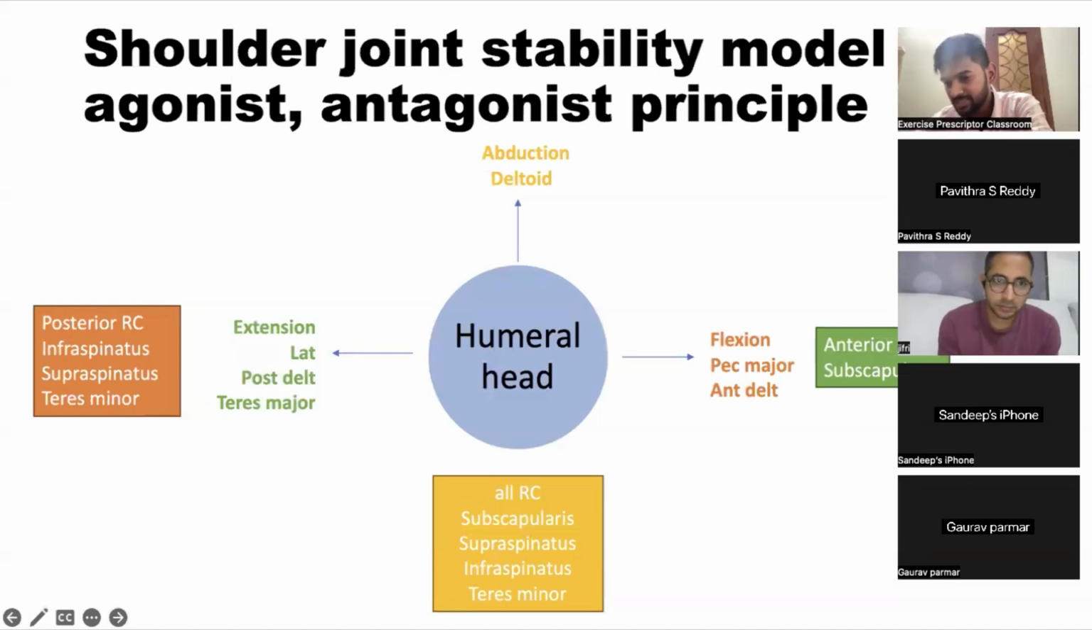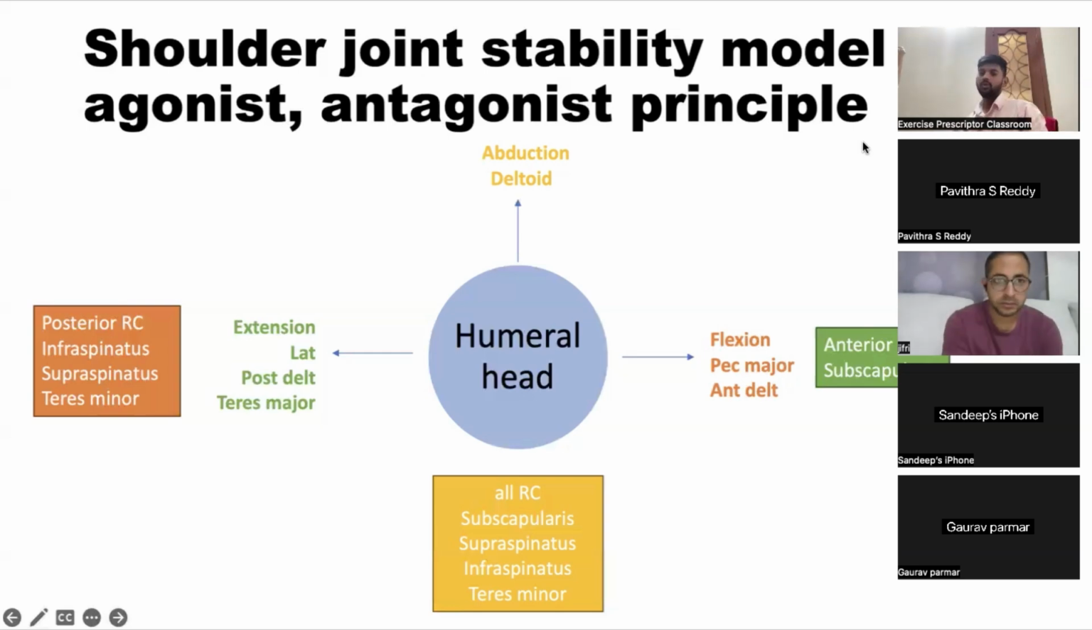In the studies, when the person flexes, they kept EMG needles or electrodes on the posterior rotator cuff muscle. Ask the person to flex: posterior rotator cuff muscle activation was so much. Ask them to extend: anterior rotator cuff muscle activation is so much. When they abduct, all the rotator cuff muscles are activating much. This is study based. Also, we have a lot of studies.